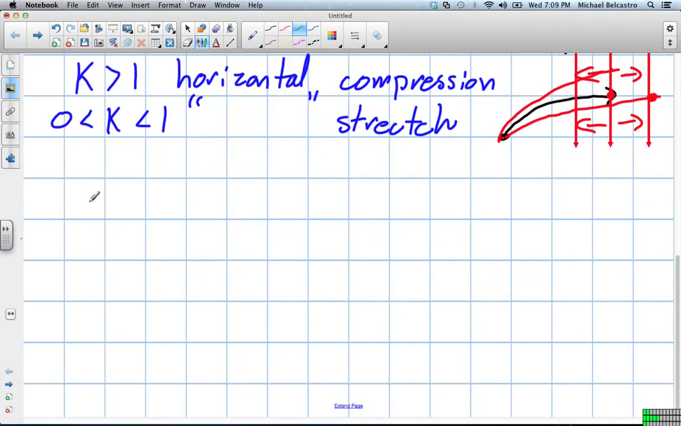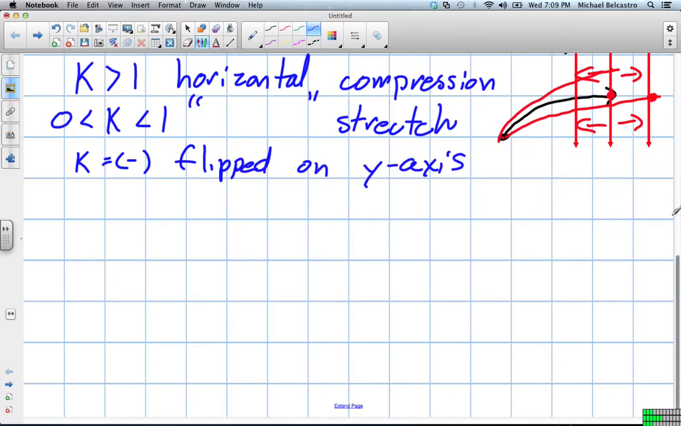Oh, you know what? Sorry, I did forget one last thing. For K, if K equals a negative term, it's also flipped, but it's not on the x-axis. It's on the y-axis. So our original one kind of goes like this, and if we flip it, it goes the other way. That's what happens there.